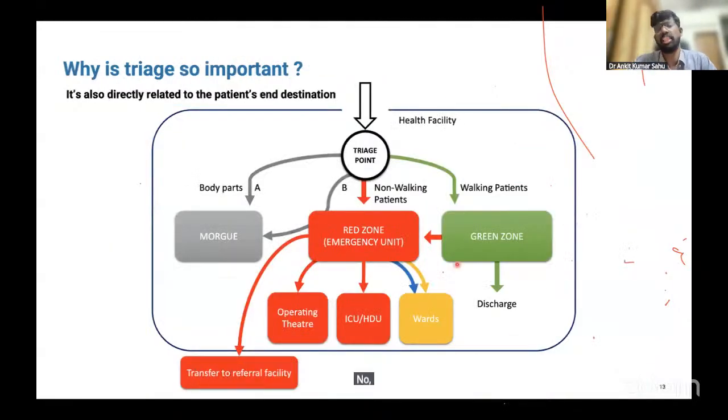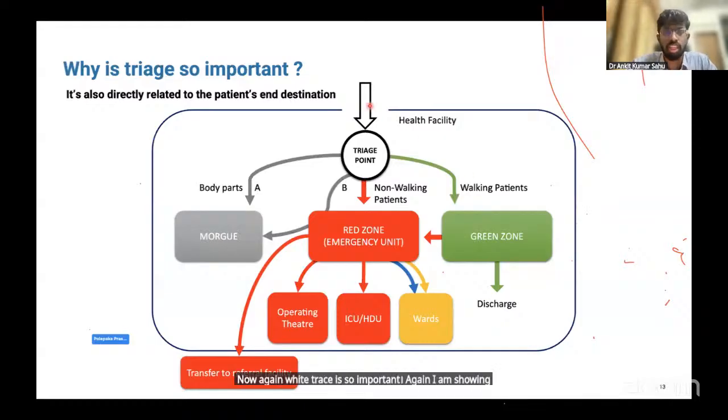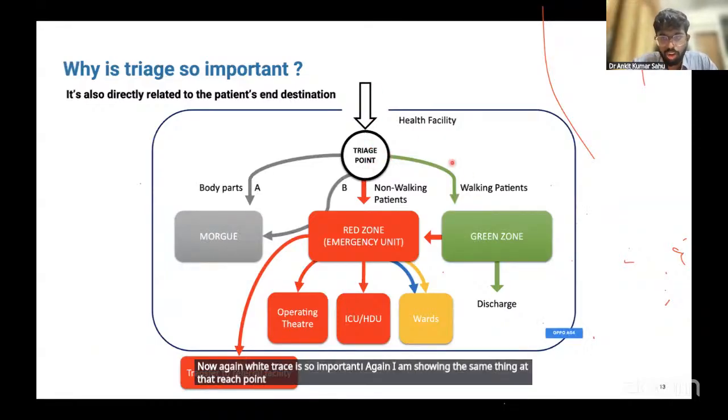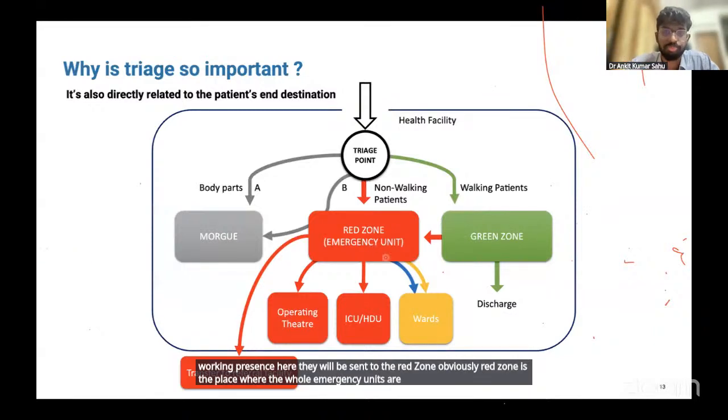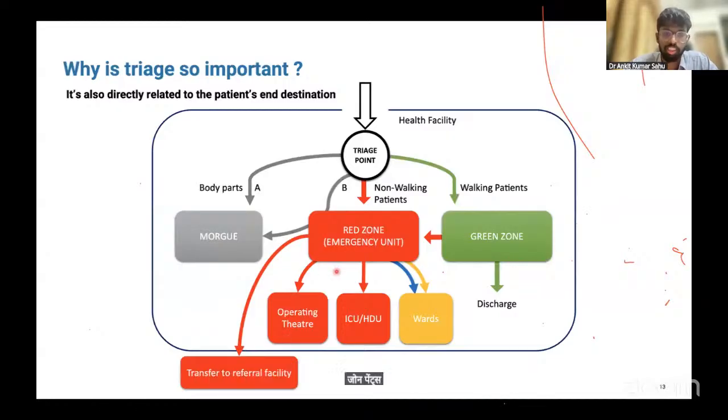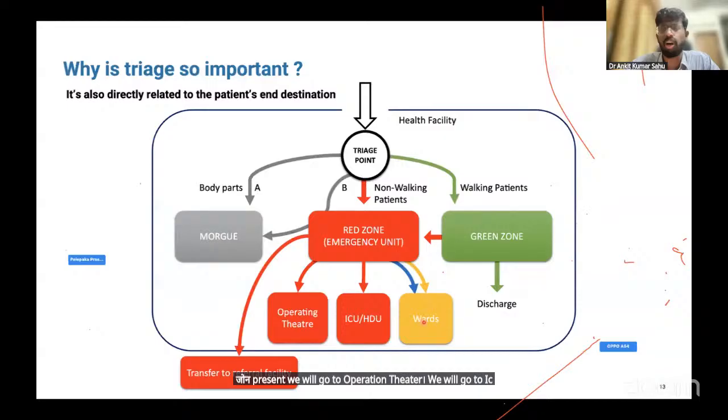Now, again, why triage is so important? Again, I am showing the same thing at the triage point. Walking patients, green zone. Once green zone job is done, discharge. Non-walking patients, here they will be sent to the red zone. Obviously, red zone is the place where the whole emergency unit is the red zone. Red zone patients will go to operation theater, will go to ICU, may go to wards, maybe blue or yellow category, may go to wards if at all you are deciding. There are patients, obviously, who are dead. This B means dead patients. So obviously, dead patients will go to the red zone and then the doctor has to decide that, yes, this patient is dead. Now they will be shifted to mortuary.